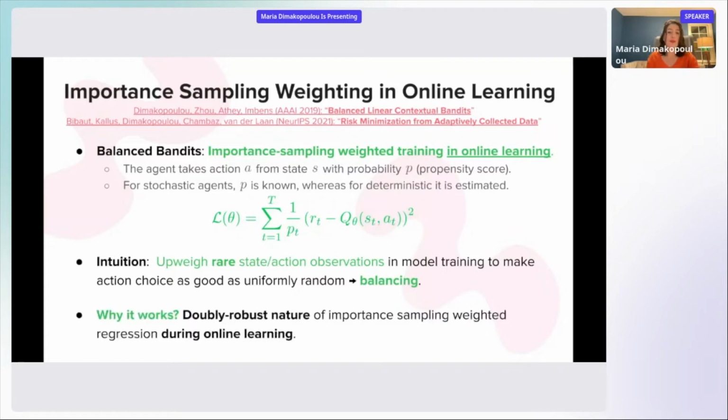And then in our NeurIPS 2021 paper with Aurélien Bibaut, Nathan Kallus, Antoine Chambaz, and Mark van der Laan from Netflix, Cornell, Berkeley, and University of Paris, respectively, we provided for the importance sampling weighted regression first-of-their-kind theoretical guarantees when it is applied on data collected by an adaptive learning agent. And we also demonstrated in an exhaustive empirical study that importance sampling weighted regression clearly outperforms unweighted regression, the loss function we saw earlier, and other weighting schemes, particularly when we have model misspecification.